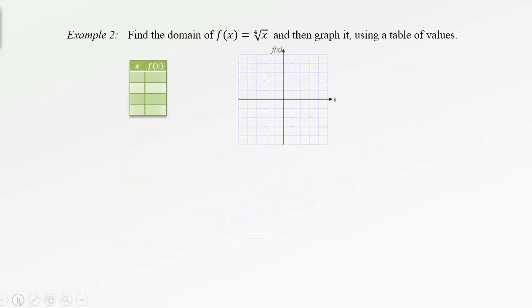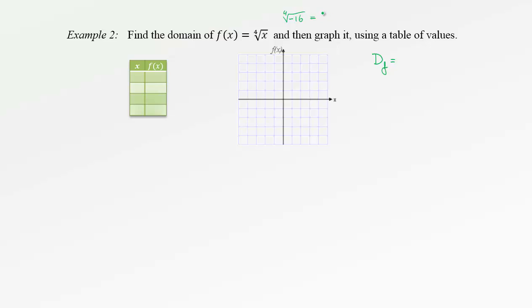Now see another example, fourth degree root of x. Again, let's think about domain of this function. Well, this time we have to be careful. Remember, we can't take even degree root of a negative number. So it's okay to have 0, and it's okay to have any positive number, but we can't evaluate, for example, fourth degree root of negative 16.